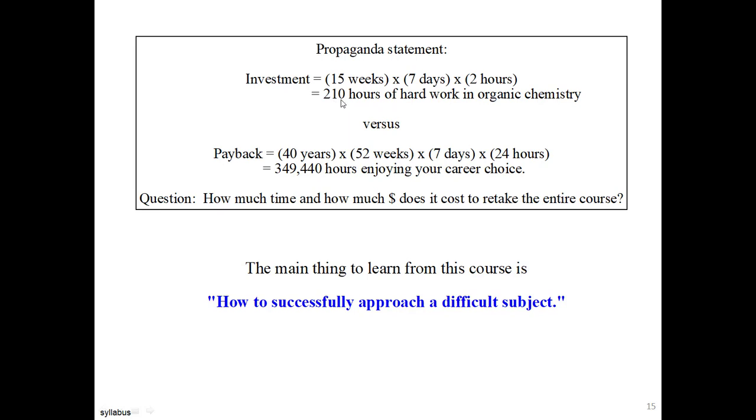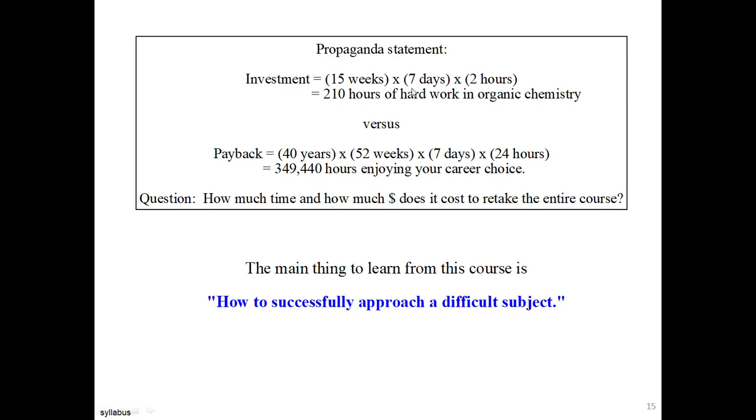Now, you say, okay, I'm not going to do that. Okay, well, if you don't do it and you have to take the course over, then what are you going to do? Okay, you're going to have to end up taking the entire course over. That's going to be way more than 210 hours. You're going to have to pay more money, okay, which you didn't have to pay if you did it up here.